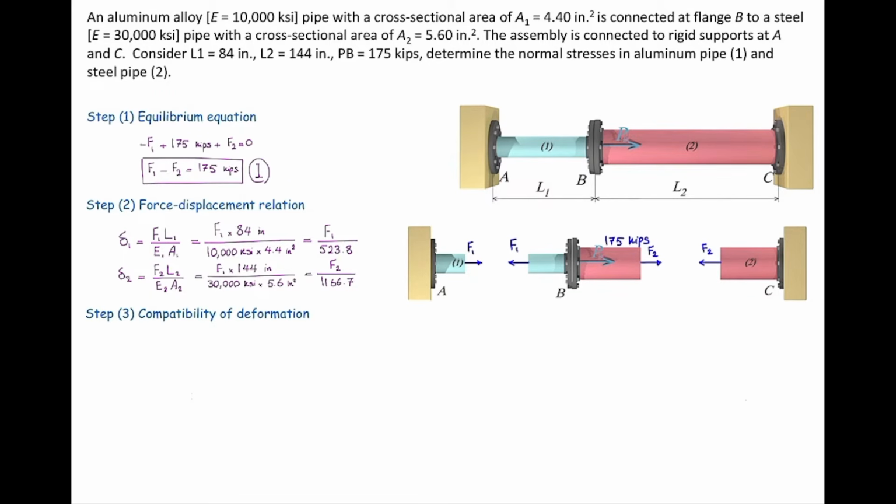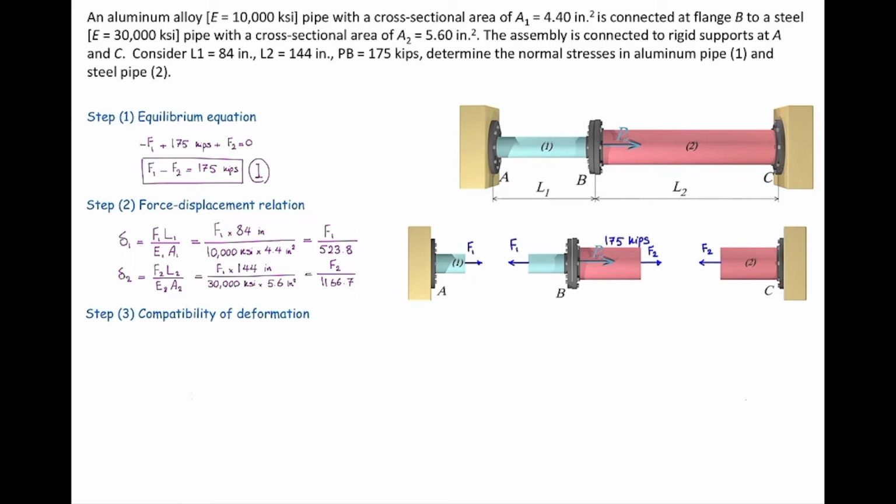The third step is the main part of this problem. We need to figure out what should be the relationship between the deformations. Look at this problem from a physical point of view. Force P is acting on pulley B. It is compressing element number 2, but at the same time it is putting element number 1 in tension. In other words, element 1 is getting longer, but element 2 is getting shorter.